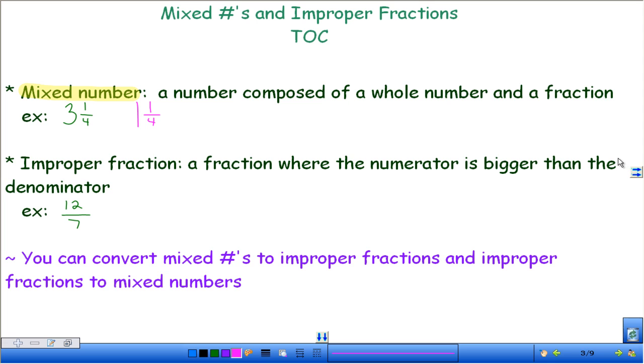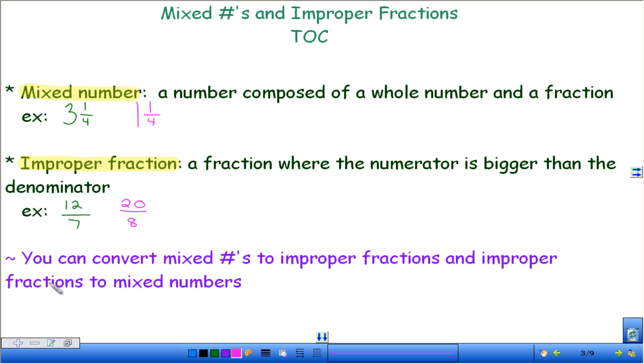Good. Improper fraction is a fraction where the numerator is bigger than the denominator. Remember, your numerator is your top number and the denominator is your bottom number. So when your numerator is bigger, this is called an improper fraction. Who can give me another example of an improper fraction? Tyler? 28ths. Perfect. The numerator is bigger than the denominator. Questions on improper fraction?